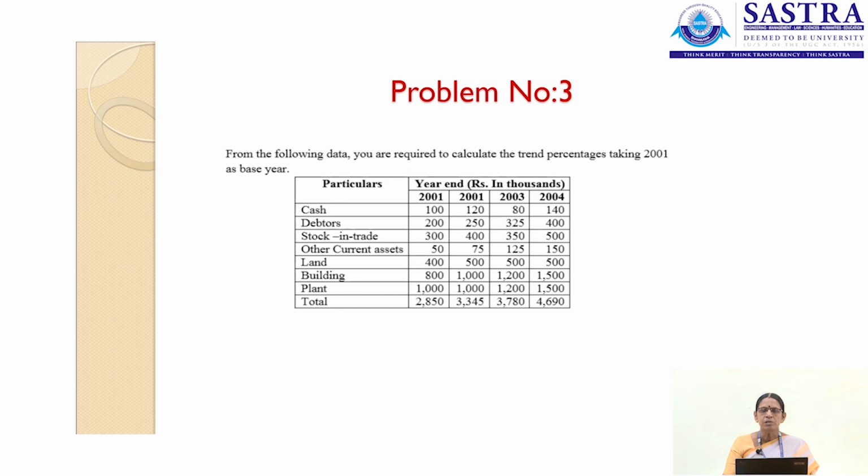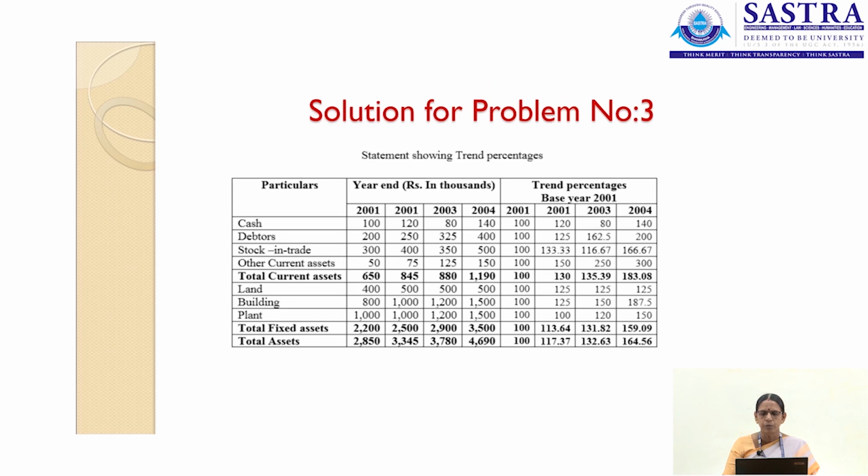We will come to the last one. Problem number 3. From the following data, you are required to calculate trend percentages taking 2001 as base year. We have cash, debtors, stock in trade, we have other current assets, land, building, plant and total. So, we have your total of current assets and total of fixed assets and we can find out your total assets. The same way 2001, 2002 and 2003 and 4 has been given.